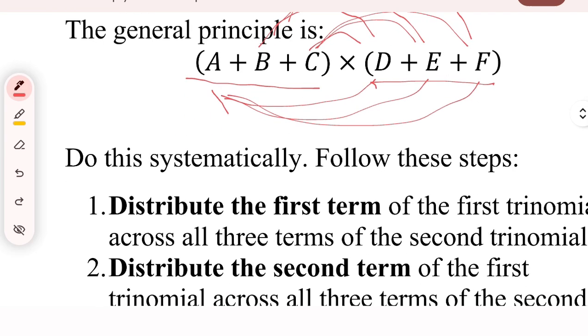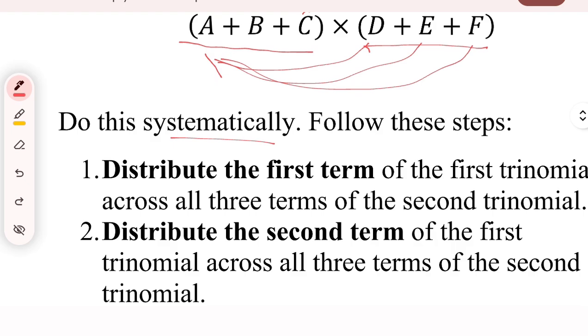You need to do it systematically so that you'll never miss a thing. Never ever miss a thing. If you miss one of those multiplication terms, then you're in trouble, right? That's why you need to do it systematically. So do it term by term, all right?